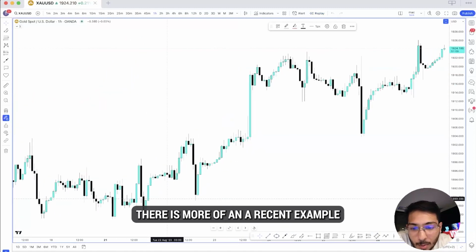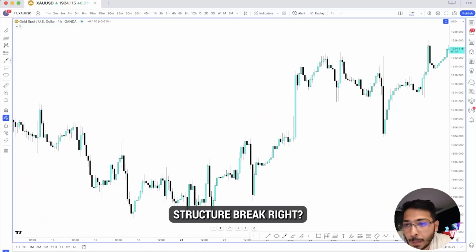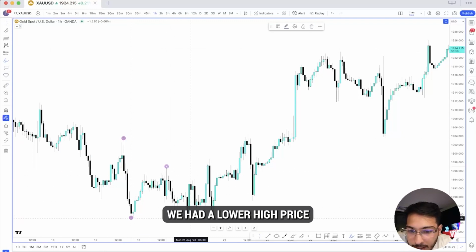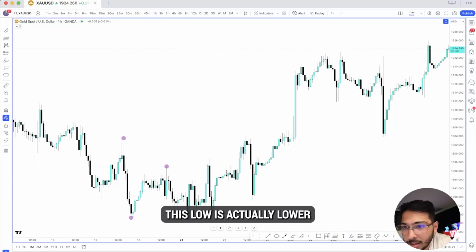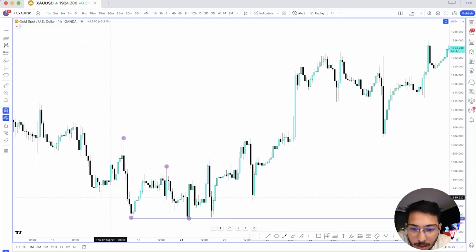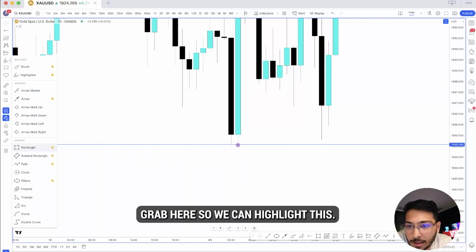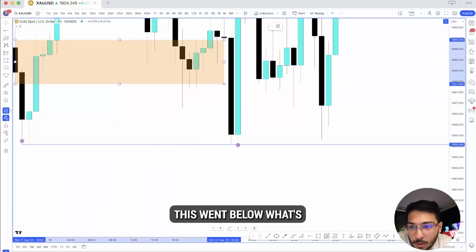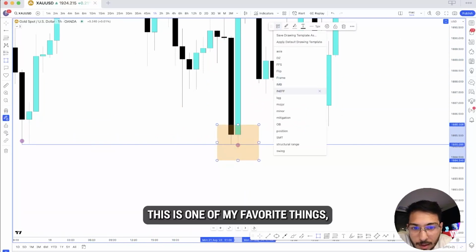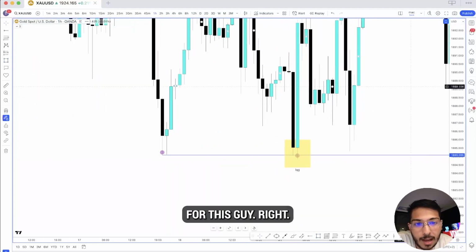There's more of a recent example over here where we had a key structure break, right? We had the lower high that put in the lowest low. We had a lower high. Price actually put in a lower low. This low is actually lower than the previous low. And you can see that here. If we zoom in, this was actually a liquidity grab here. So we can highlight this. This went below our previous low. This is one of my favorite things, liquidity grab, right? Even though it just went barely, that's enough to break structure for this guy, right?